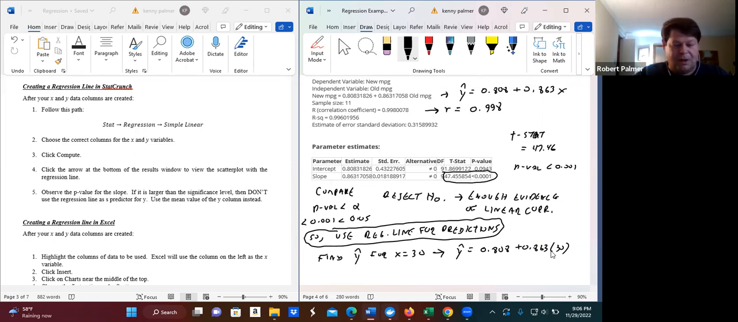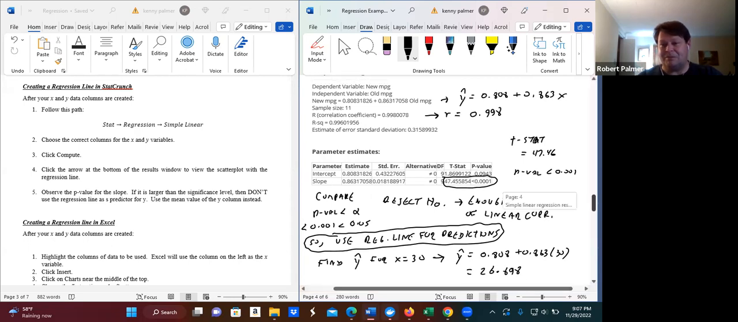So 30 times 0.863, then plus 0.808. Sorry, I actually made a quick mistake. So 30 times 0.863 plus 0.808. And that's going to be about 26.698.